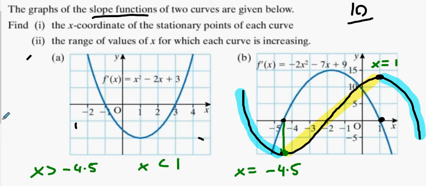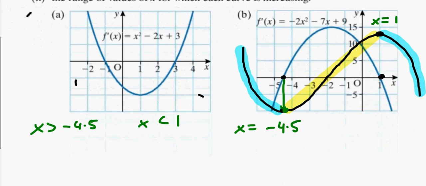If I want to write that in one go, how do I do it? Come on, Brian. How do you write this in one go? Minus 4.5 less than x, x less than 1. Good job.